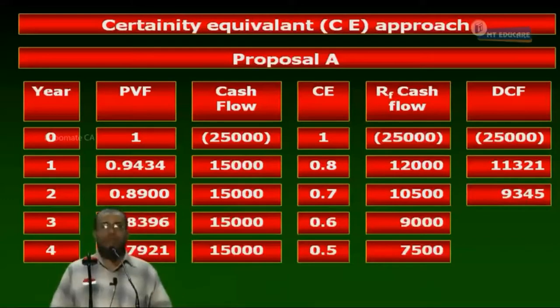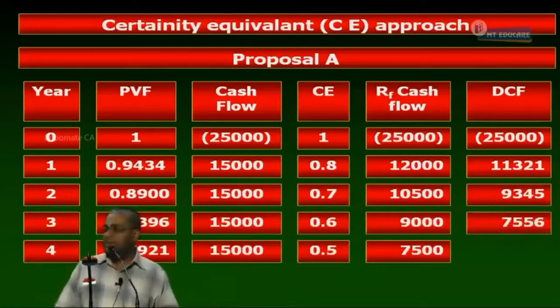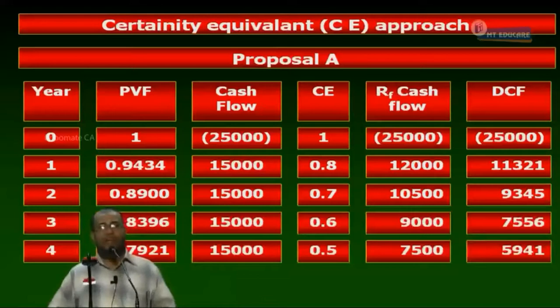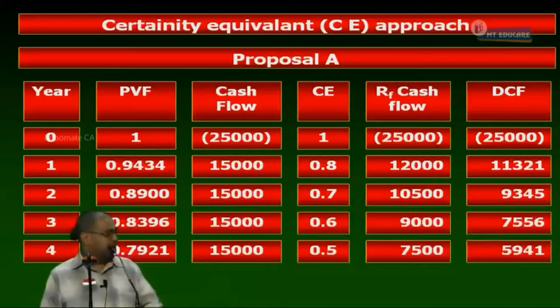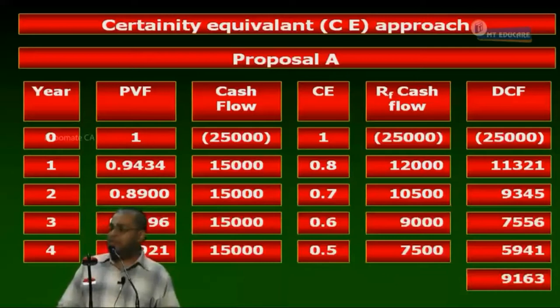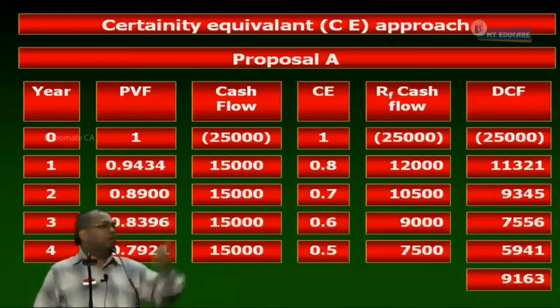9,000 into 0.8396, answer 7,556. 7,500 into 0.7921, 5,941. Now tell me, what is the net present value? 9,163.